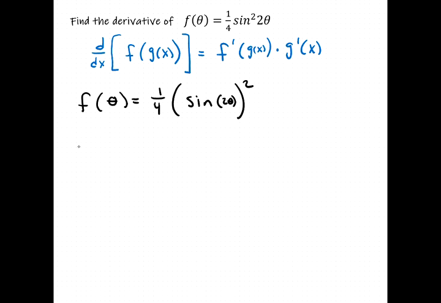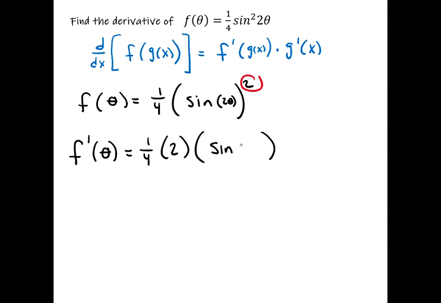So when we apply the chain rule, we start with the derivative of the outer function, the derivative of the square. Okay, so we have a 1/4. The 2 comes out front, drops by 1. Inner function stays the same, sine of 2 theta, times the derivative of the inner function, the derivative of the sine of 2 theta.